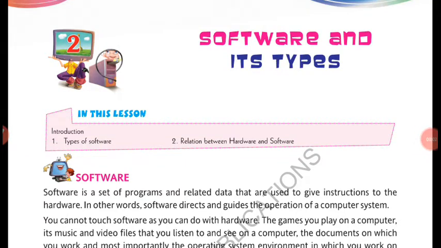This is the second lesson, part 1. The name of the lesson is software and its types. So the question is, what is software? Before discussing this answer, remember there are two important things which make a computer system: hardware and software, right?